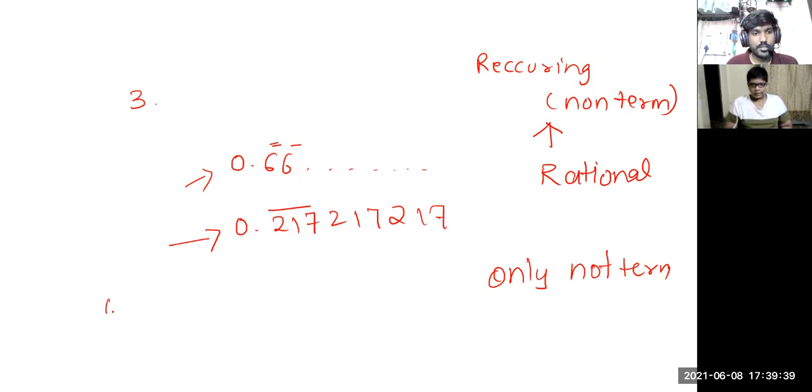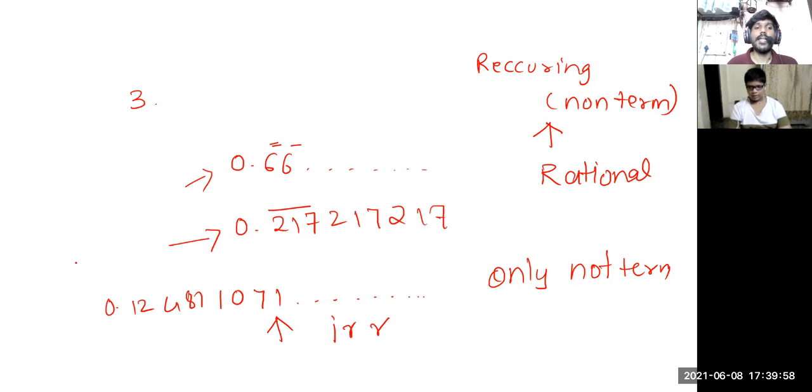Like suppose 0.124891071. It does not stop. Nothing is repeating, nothing is recurring. It is only non-terminating. Then such type of decimal numbers will be called irrational. A very best example for this is root of 2, pi, root 3, root 7, root 8, root 9 and so on.